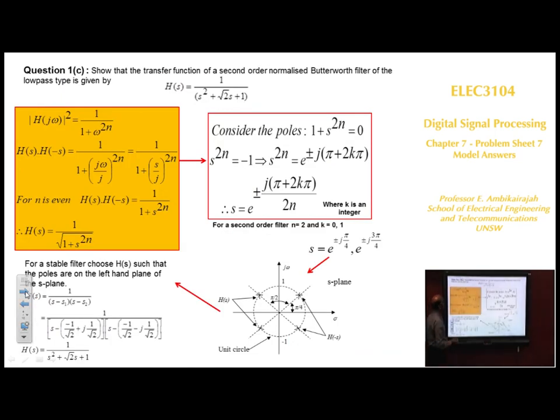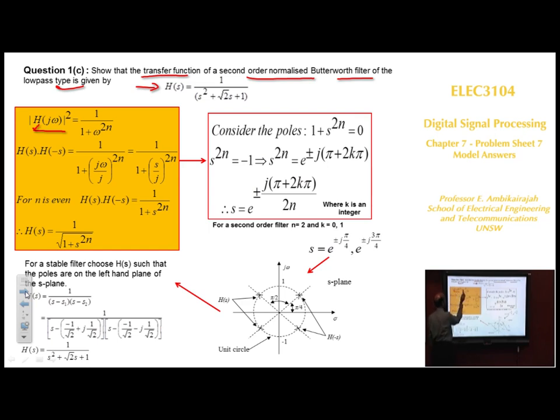And the third part of the question says, show that the transfer function of the second order normalized Butterworth filter is this one. So you're going to show this is the normalized second order Butterworth filter. So we start with the original Butterworth equation, which is in the notes. That's what the Butterworth equation is.